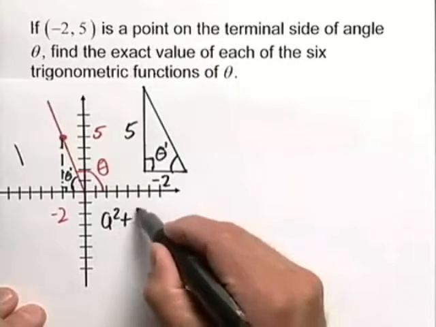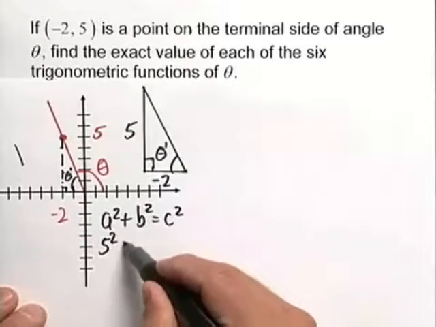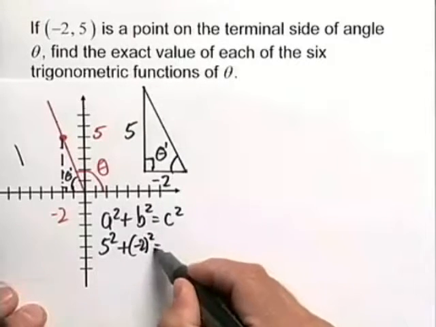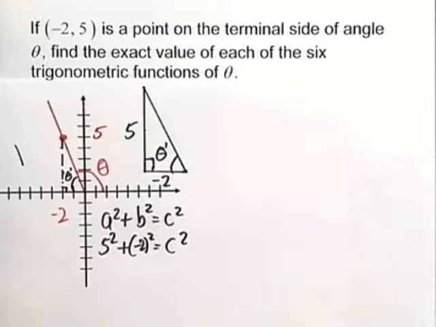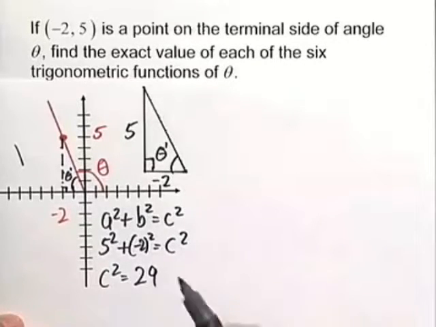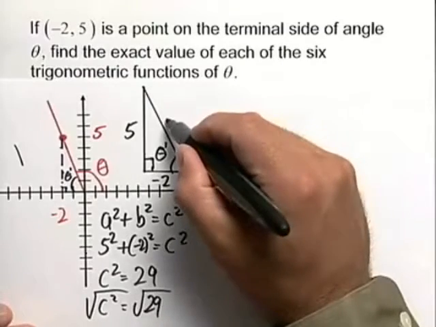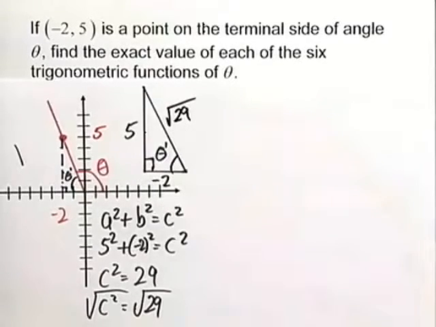And now we need to use the Pythagorean theorem to find the hypotenuse, and we know that a squared plus b squared is equal to c squared, so we can say 5 squared plus a negative 2 squared is equal to c squared. And from this we obtain c squared is equal to 29. Taking the square root of both sides, we obtain c is equal to plus or minus the square root of 29. More importantly, we'll put in the plus since our distances cannot be negative. Now that we have our triangle, we can find our 6 trigonometric functions.